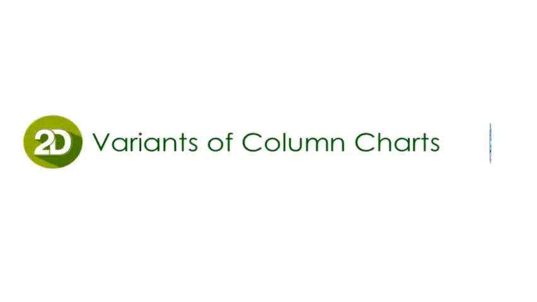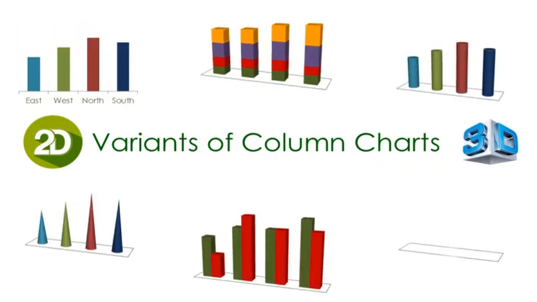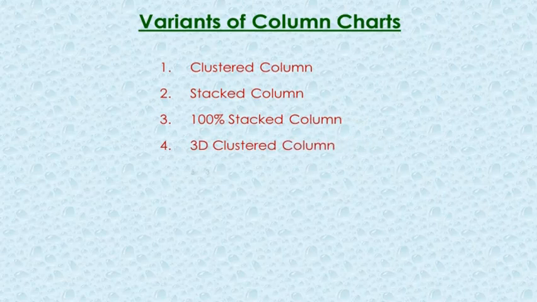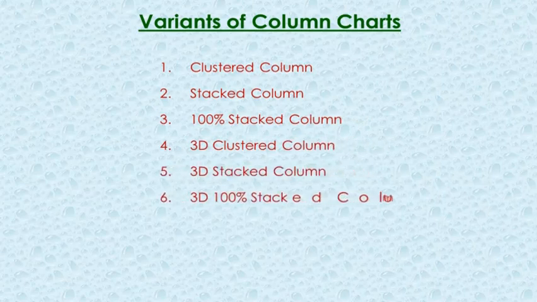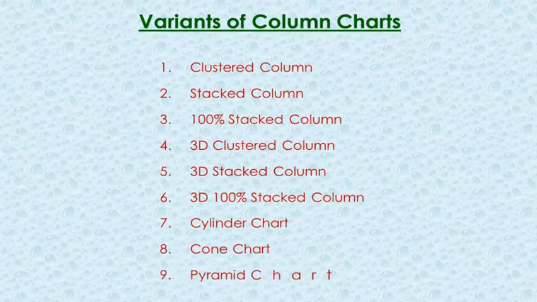Hello friends, in this video we are going to learn about the variants of column chart. Column chart have the following subtypes within PowerPoint: clustered column, stacked column, 100% stacked column, 3D clustered column, 3D stacked column, 3D 100% stacked column, cylinder charts, cone charts, and pyramid charts.